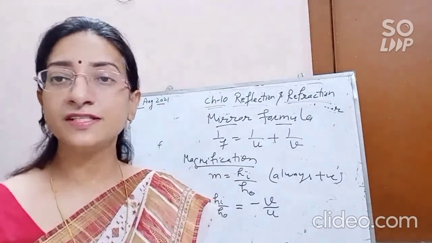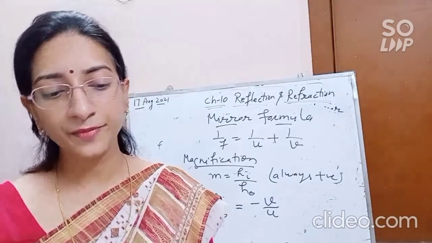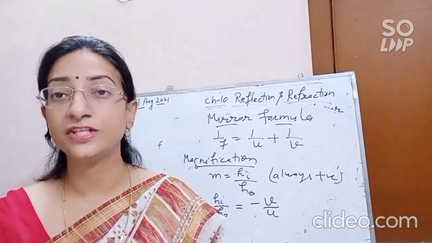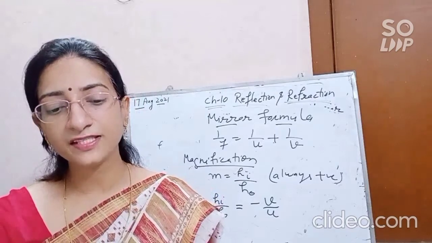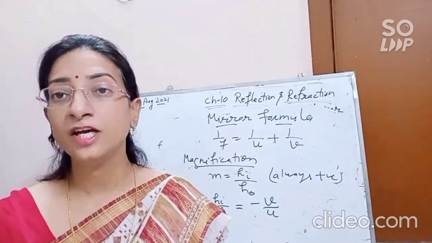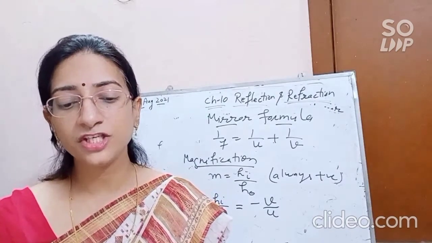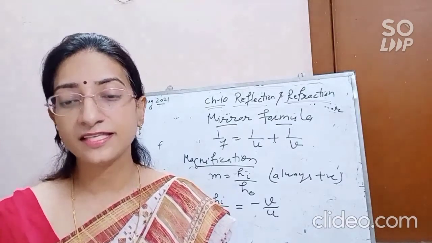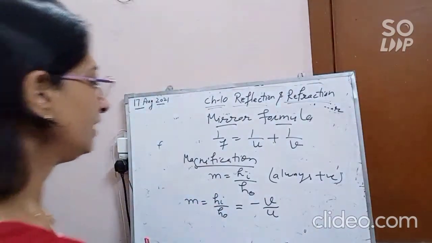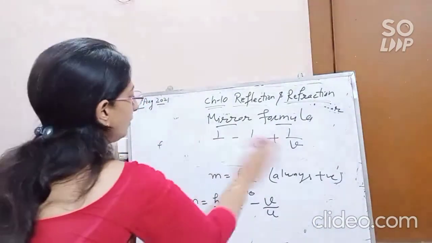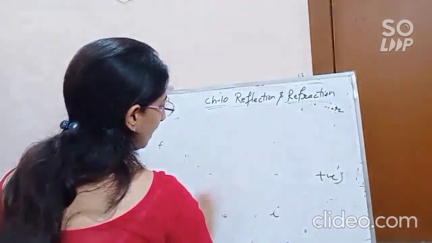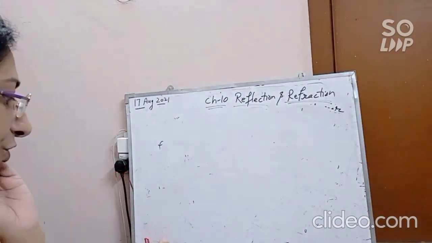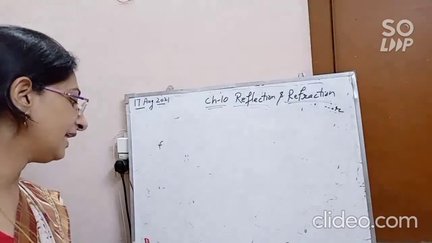Okay, first example is: a convex mirror used for a rear view on an automobile has a radius of curvature 3 meter. If a bus is located at 5 meter from this mirror, find the position, nature and size of the image. What we have to find? We have to find the size of the image. So whatever is given in this question, first we have to write the values. Example 10.1, that is a convex mirror.